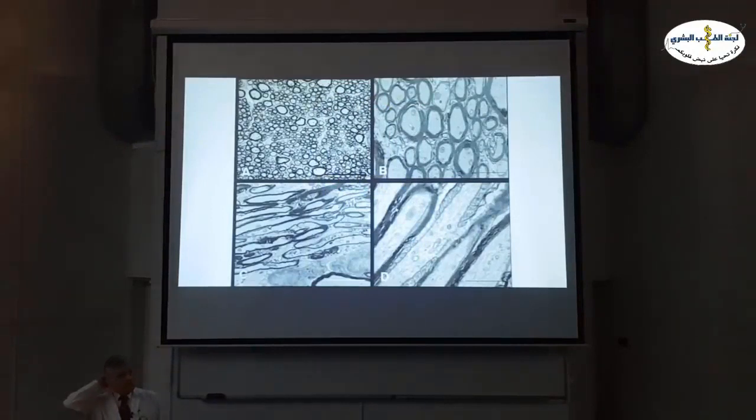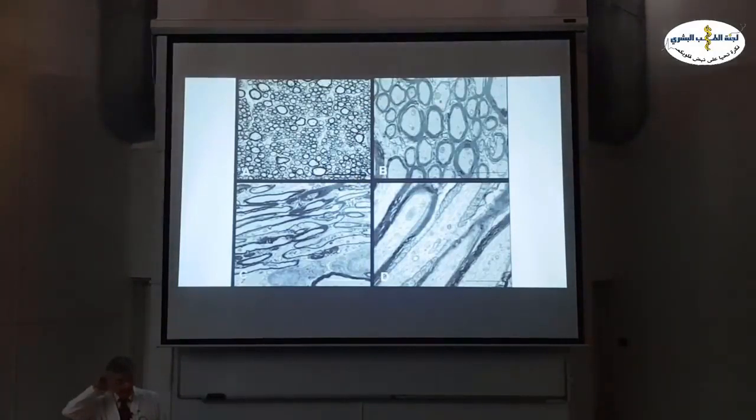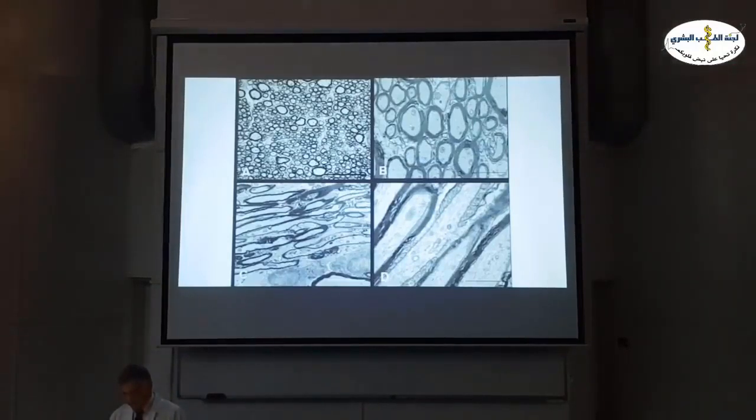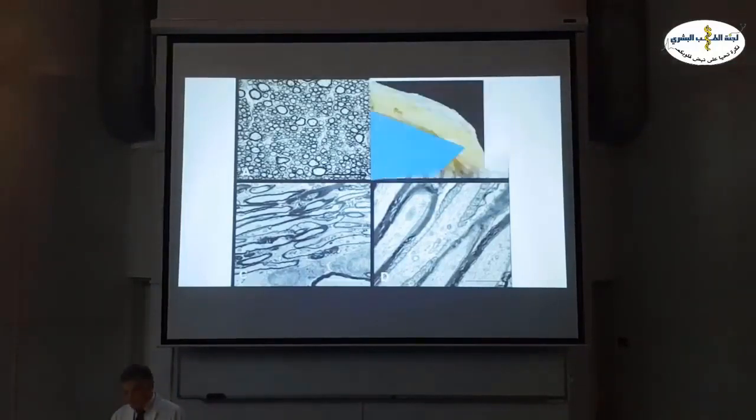Is the optic nerve a peripheral nerve or is it part of the brain? Now, cross sections and electron microscope show that it has many myelinated, okay, cross section of nerve fibers.